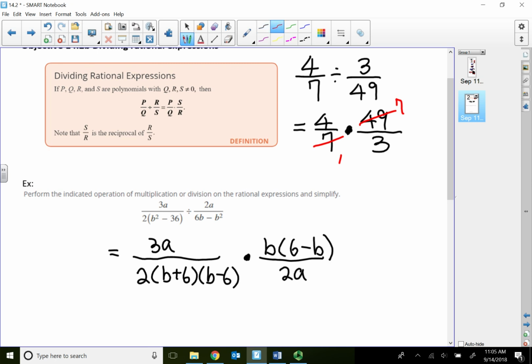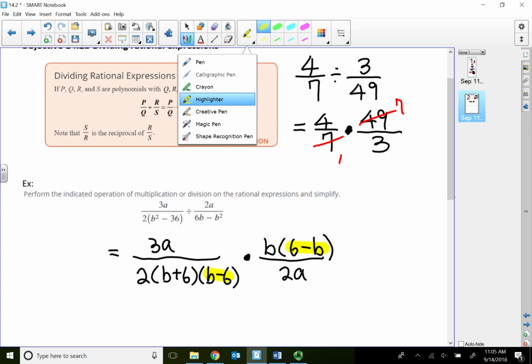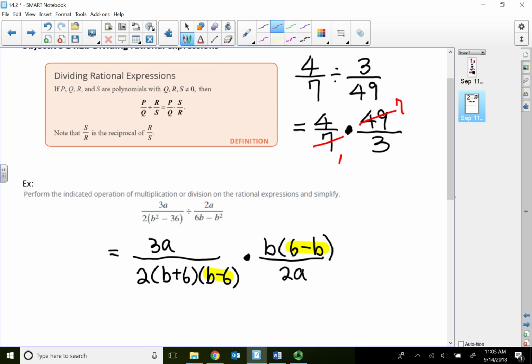And again, you probably noticed this is a positive 6 up here. This is negative 6. This is negative b. That's a positive b. So these two factors are opposite. They are exactly the same factor, but they just have opposite signs. So they should cancel out and make your answer negative. All right, what else can I reduce top and bottom? I see 3a means 3 times a, 2a means 2 times a. So the top a and bottom a will also cancel out.